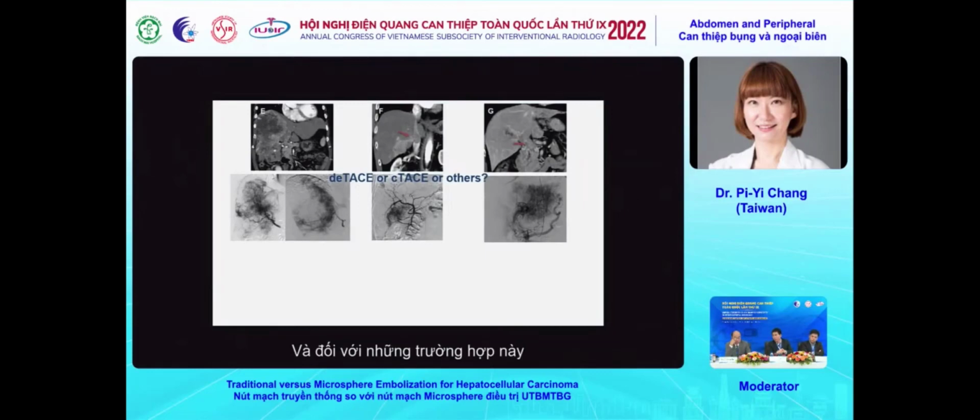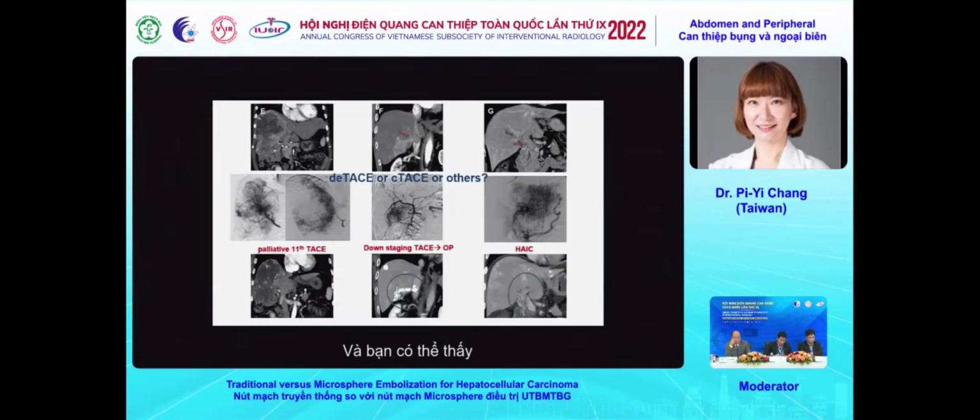And for these cases, what kind of treatment would you choose? DEB-TACE, C-TACE, or others? For case E, I had done palliative TACE for 11 times. And you can see the response are good.